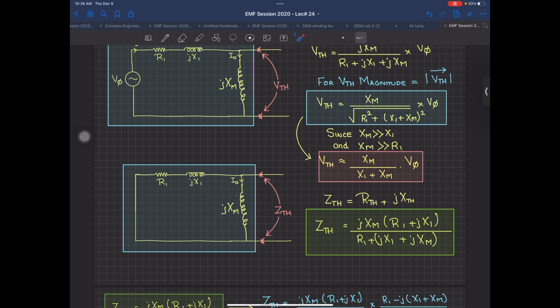This is up to article number 6.5. From chapter number 6, one thing very important.